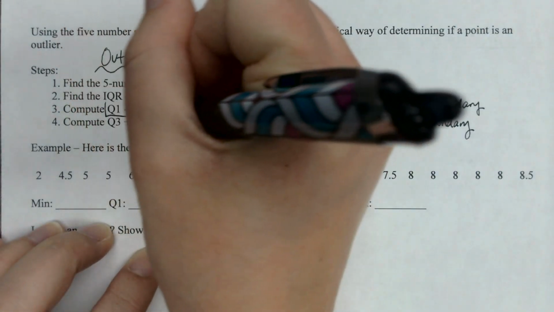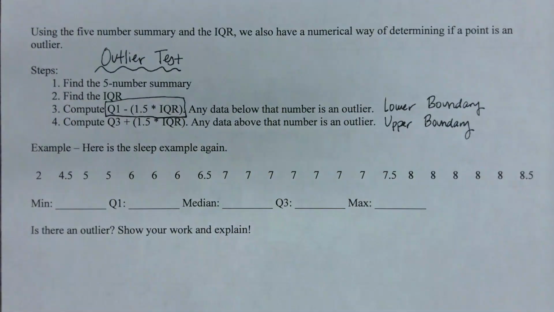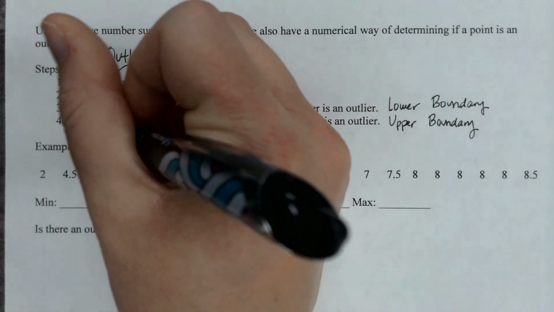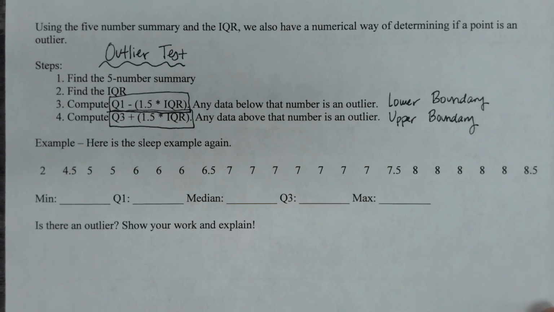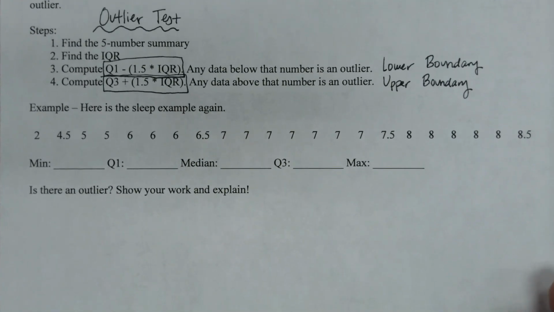So we're going to use our first quartile, and we're going to subtract off 1.5 times our interquartile range. And then we're going to take our Q3, and we are going to add 1.5 times that. So we're just going to go a little bit above our Q3 and a little bit below our Q1. Any numbers in our data set that lie outside of those values are called outliers.